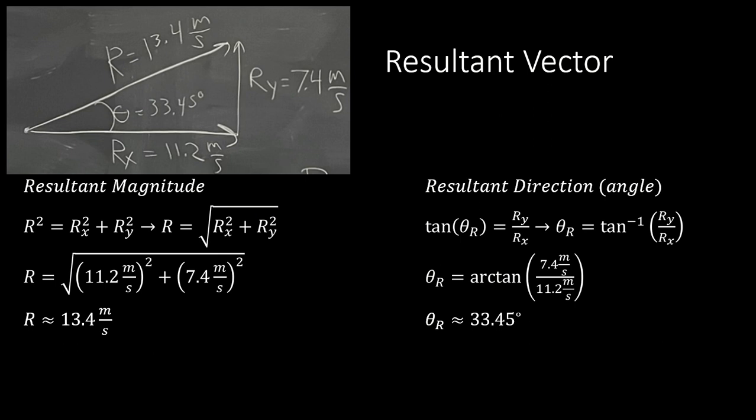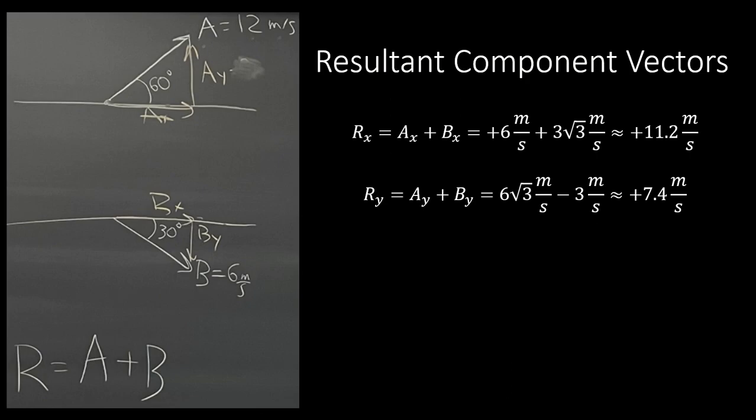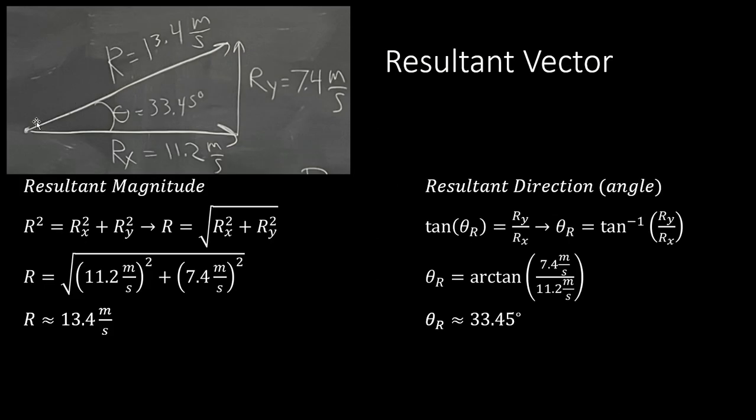One last thing to note is when we draw this vector, when we calculated our resultant, we found an x component that was positive, and we found a y component that was positive. That tells us that our resultant vector is pointed to the right from the positive x vector and pointed up due to the y component vector.